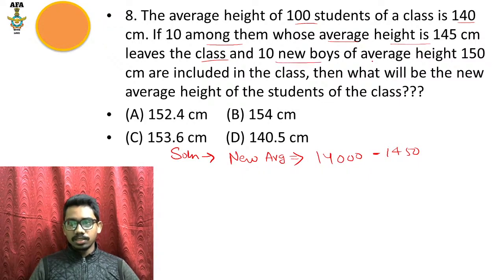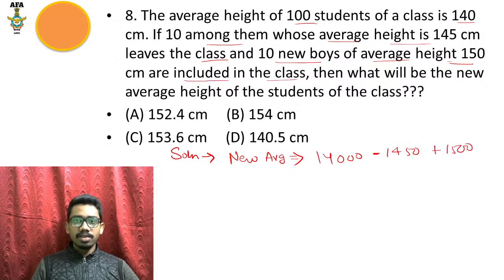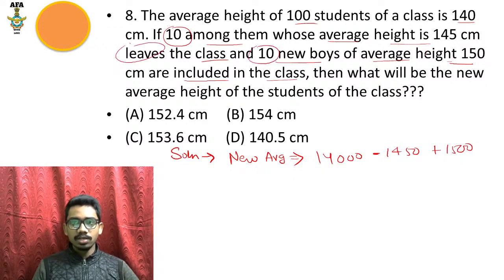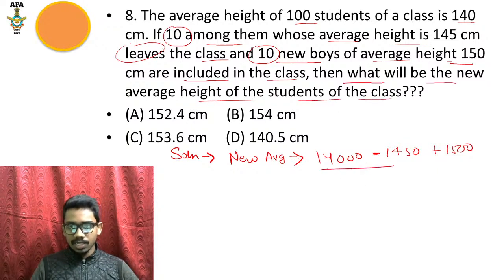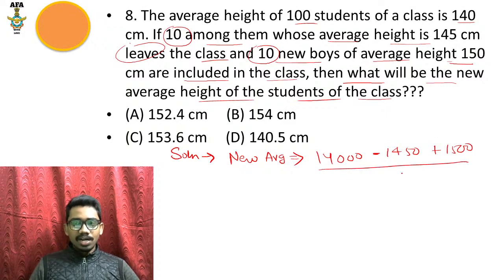And 10 boys of average height 150 centimeter are included in the class. So 1500. 10 boys are leaving and 10 boys are joining, so the number of students remains the same. Then what will be the new average height of the students of the class? New average height will be total sum divided by number of elements. Number of elements is how much? 100.